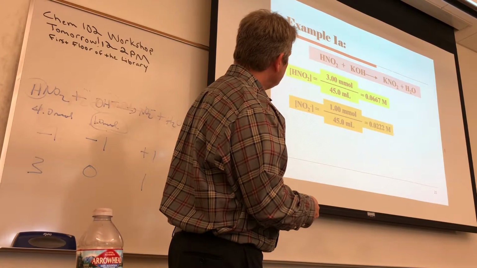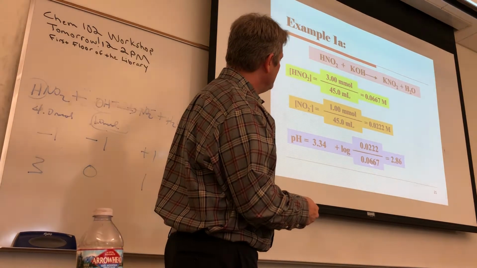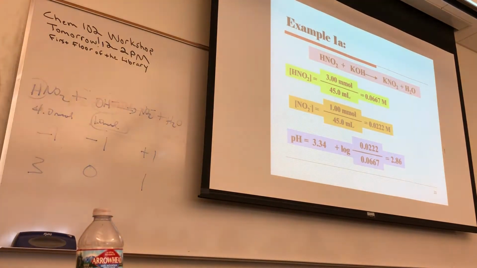So I can turn that into the pK, the negative log of that. This gives me 2.86. So now this is just a problem that we've done with buffers, right?